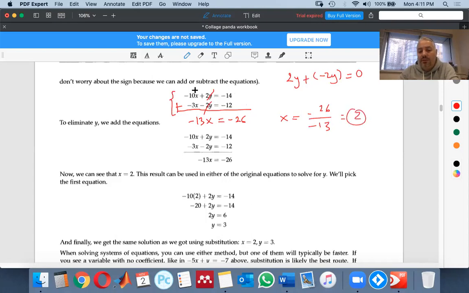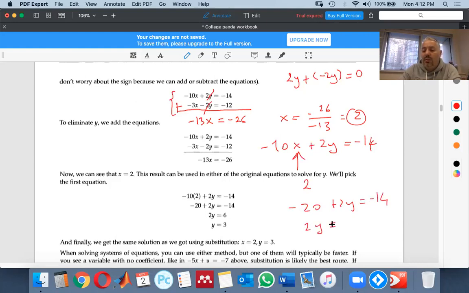And when I got positive 2, I will use substitution, the previous method. So negative 10x plus 2y is equal to negative 14. When I put x is 2 here, negative 20 plus 2y equals negative 14.